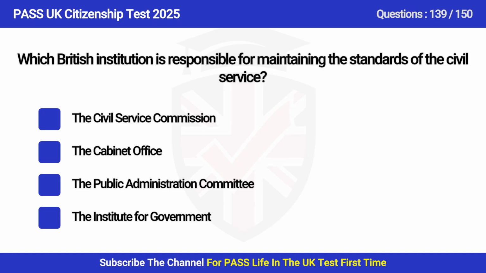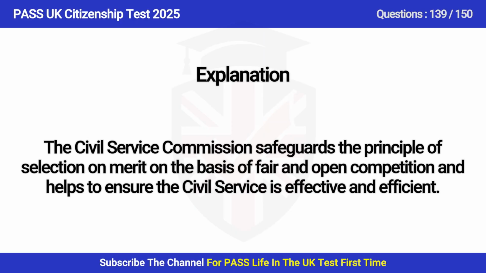A. The Civil Service Commission, B. The Cabinet Office, C. The Public Administration Committee, D. The Institute for Government. Answer is A. The Civil Service Commission. The Civil Service Commission safeguards the principle of selection on merit on the basis of fair and open competition and helps to ensure the civil service is effective and efficient.